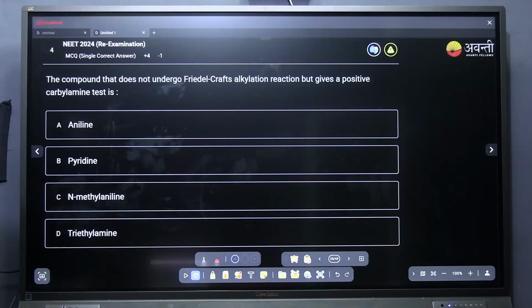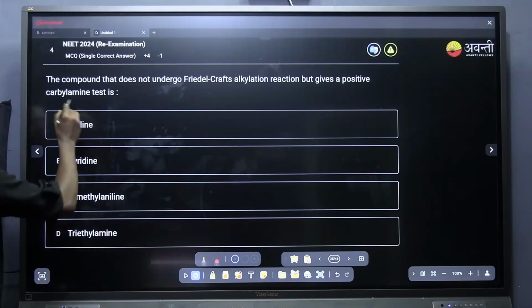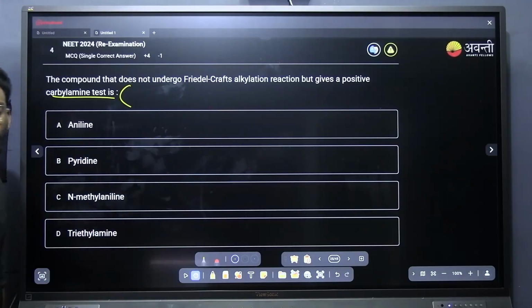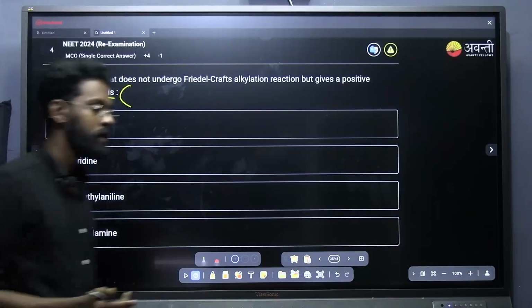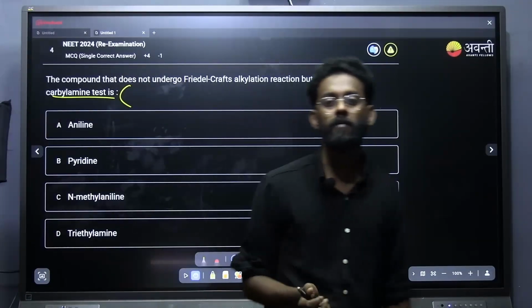Yes. What is the answer? Anybody got the answer? Which group? We all know that carbylamine test is given by which group? Primary amine, secondary amine or tertiary amine? Which amine will be giving carbylamine test?